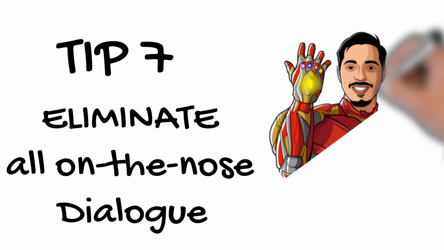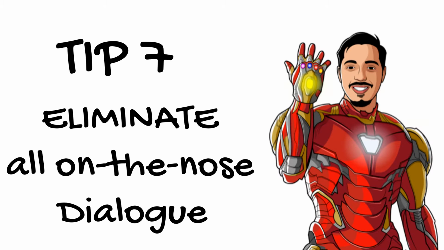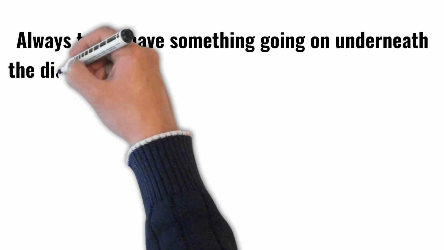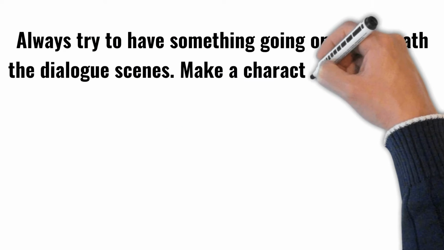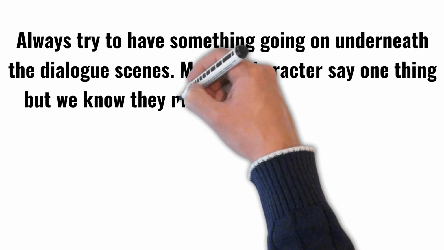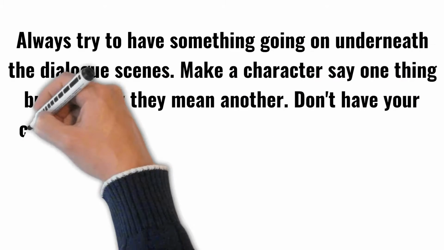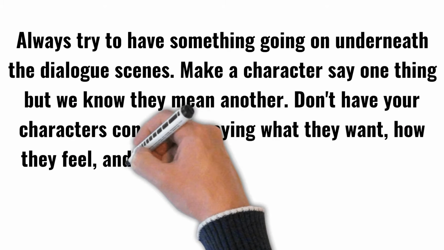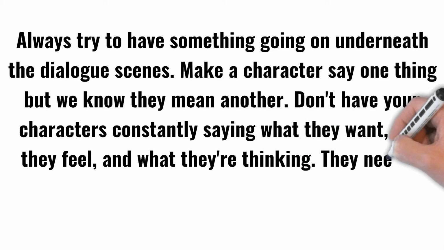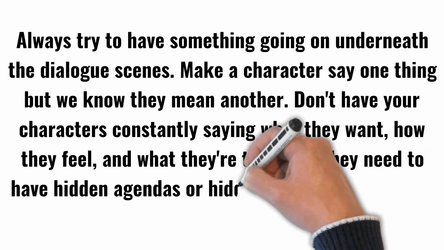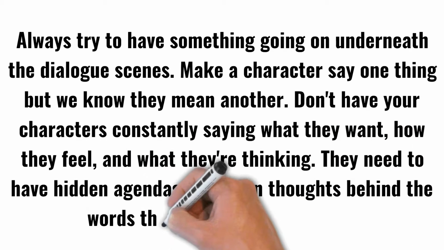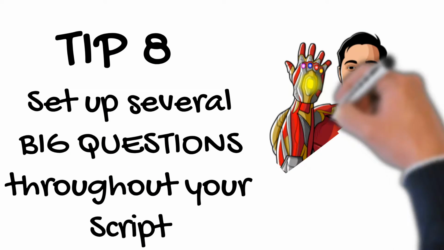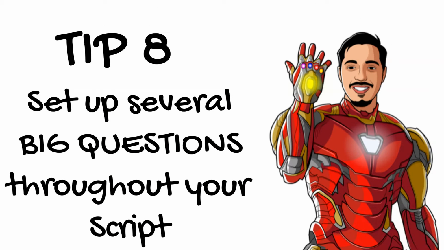Tip number 7, eliminate all the on the nose dialogue, which will also go with tip 6. Always try to have something going on underneath the dialogue scenes. Make a character say one thing, but we know they mean another. Don't have your characters constantly saying what they want, how they feel, and what they're thinking. They need to have a hidden agenda or hidden thoughts behind the words that they're actually saying, because that's what's real.